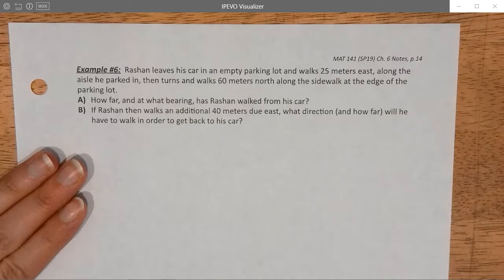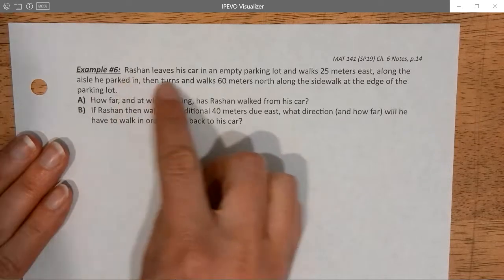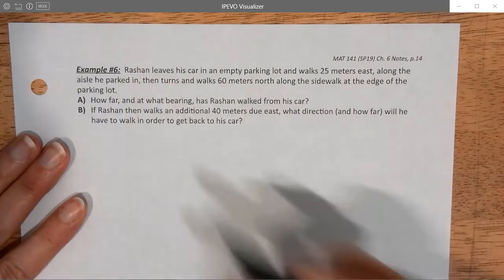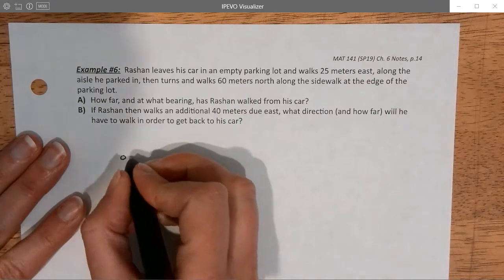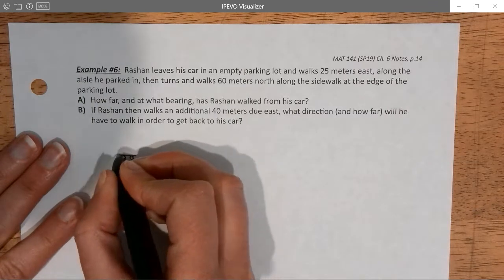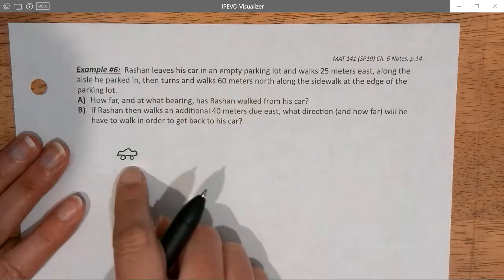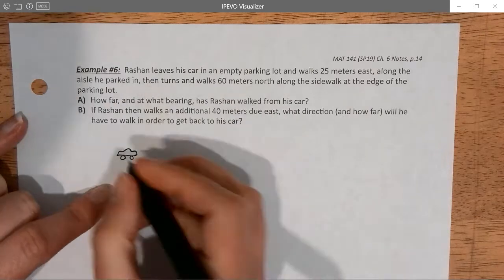Alright, and our last example here: Ration leaves his car in an empty parking lot and walks 25 meters east. Okay, so hang on. We got a car. I don't know how to draw a car. There we go. Car. He's got a car. He leaves his car and walks 25 meters east.